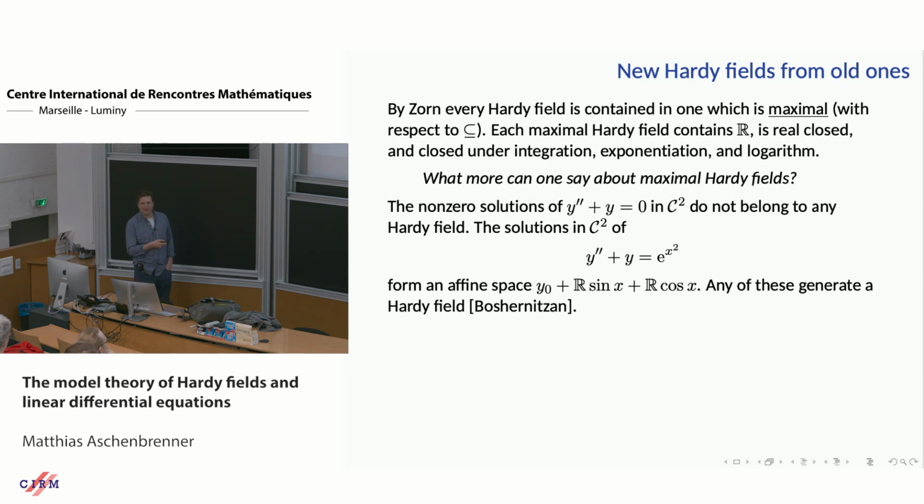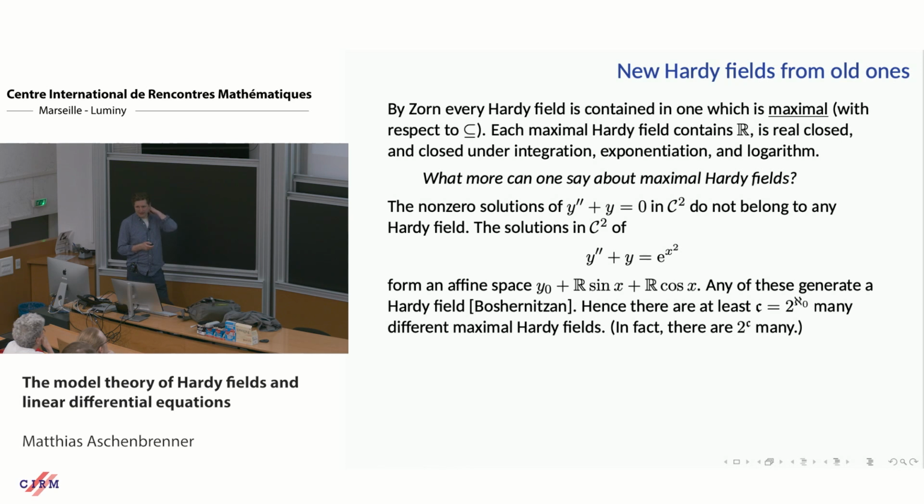But any one of these generates a Hardy field. So this was shown by Boshernitzan. And this immediately tells you, of course, that if you have any two different ones, they cannot lie in the same Hardy field, because then I could subtract and I would get sine and cosine. So this means you get at least continuum many different maximal Hardy fields. And in fact, you can show that there are 2 to the continuum many, which is the maximum number. But that takes more work.